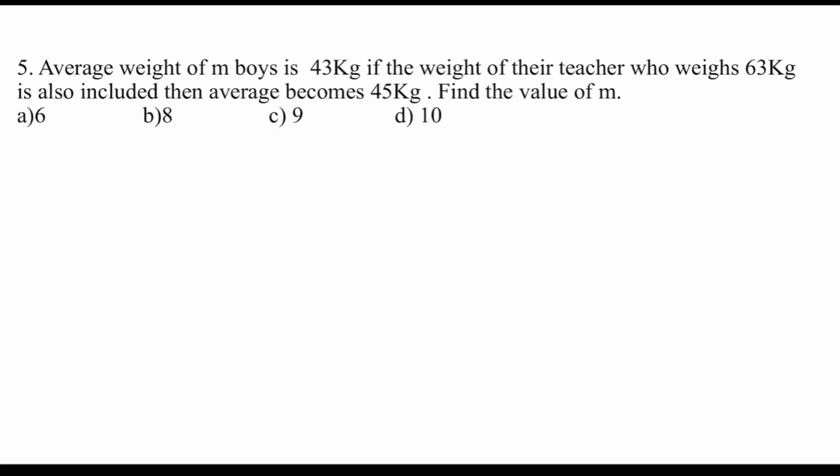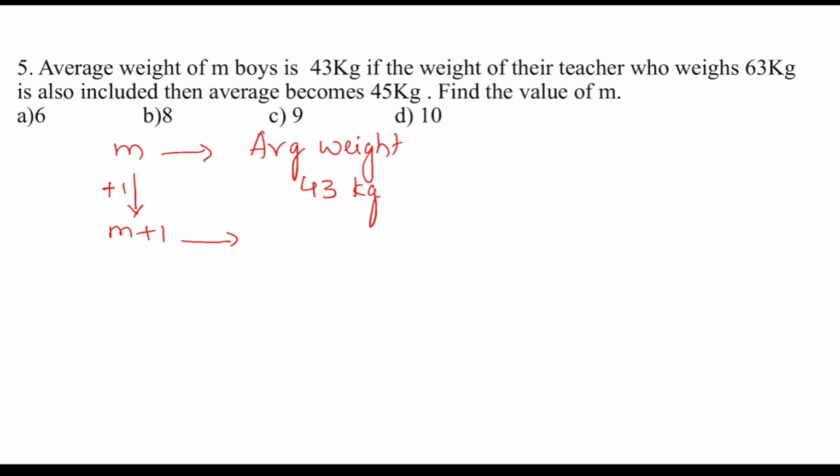So what they are saying: m boys, we don't know how many. The average weight of m boys is how much? It is 43 kg. Then if the teacher is included, one more person is included, then it becomes m plus 1. That time the average weight becomes 45 kg, which means it is increasing by 2 kg. Then find the value of m. So we have to find out how many boys are there in the class.